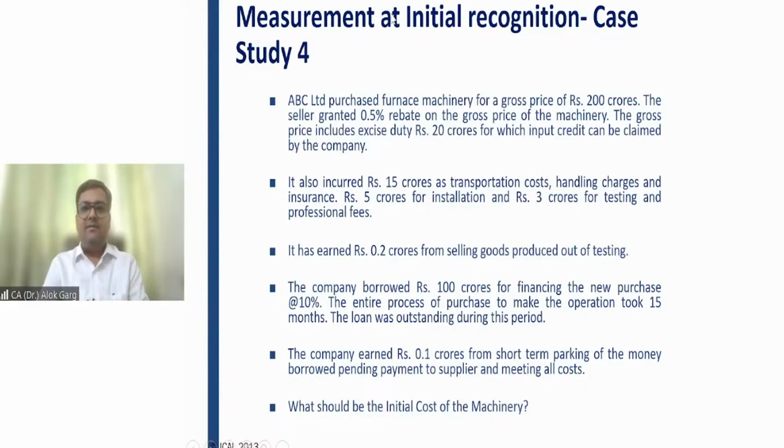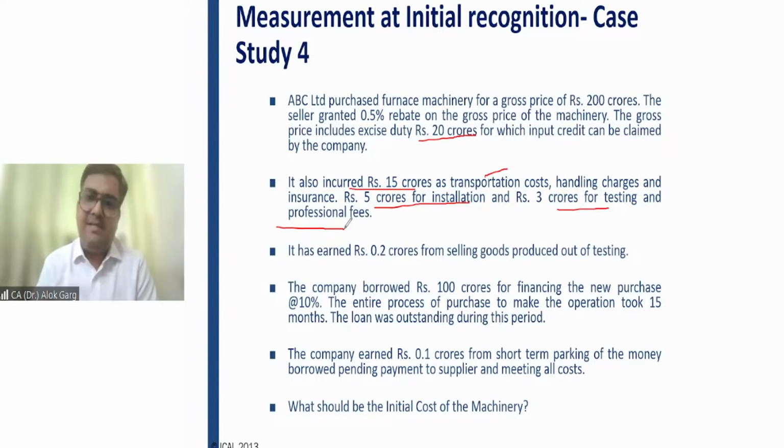It says that if the excise duty credit cannot be taken, then it will become part of your fixed asset, part of your PP. The company also incurred rupees 15 crore as transportation cost, handling charges and insurance, 5 crore for installation, and 3 crore for testing and professional fees. Will this be capitalized? The answer is yes. It is a directly attributable cost.